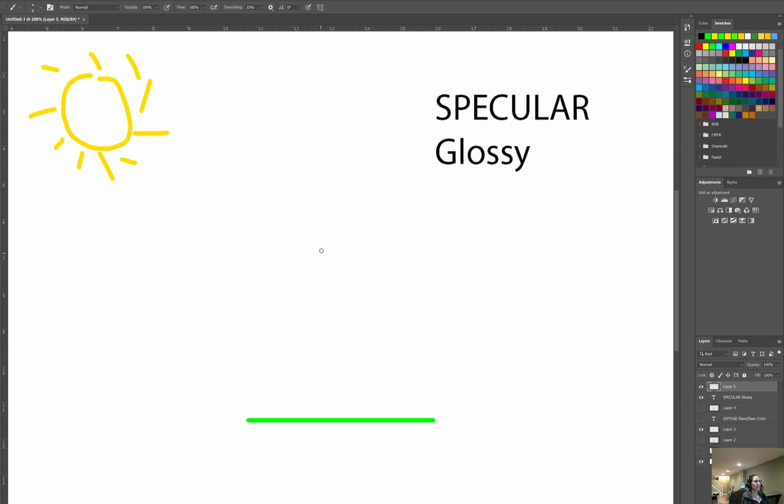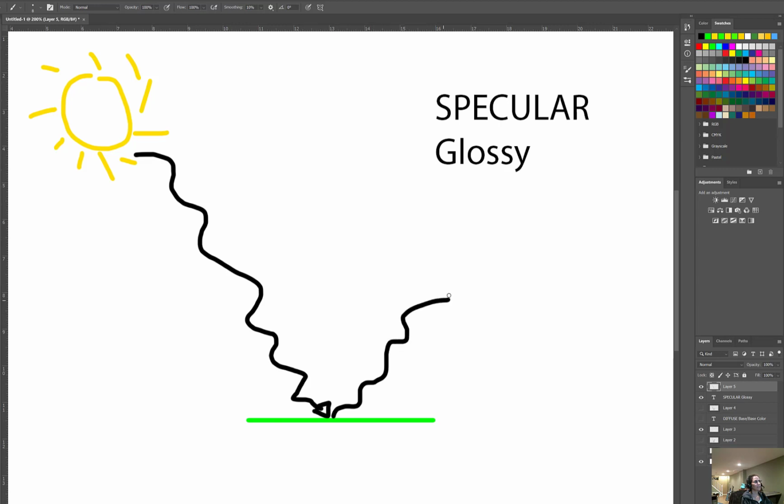In order for a specular reflection to happen, a photon comes in and hits my surface at an angle. That photon is then reflected off perpendicular to the angle at which it hit. So if I draw a line here, an imaginary line, this angle here and this angle here are the same number. We'll call that number I. I is the angle of incidence.